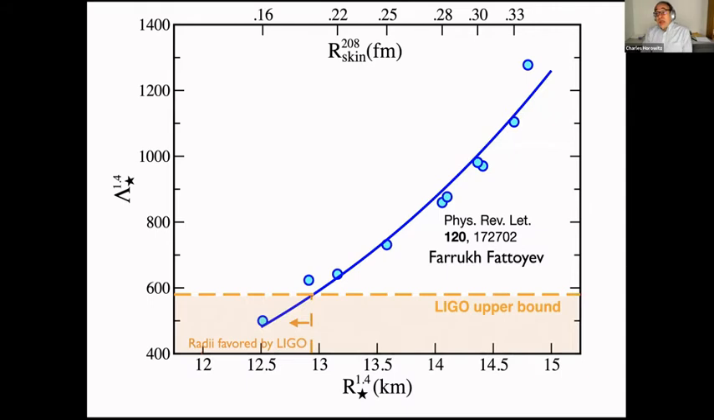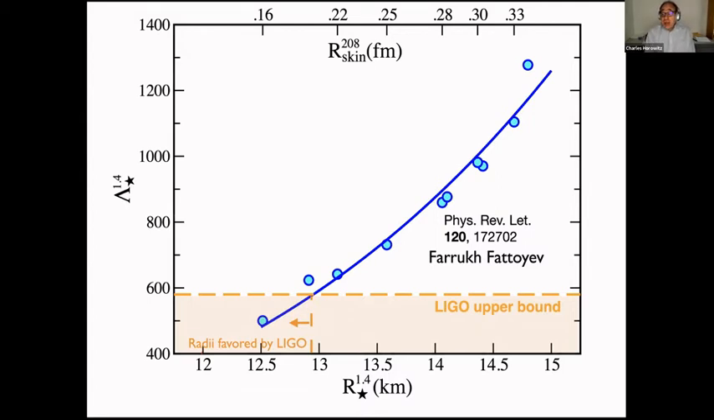So let me collect a bunch of results from Monday and Tuesday of this workshop. So on the y-axis here is the deformability, and this is the deformability of just a 1.4 solar mass neutron star.